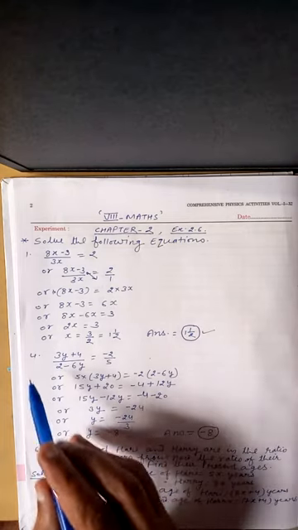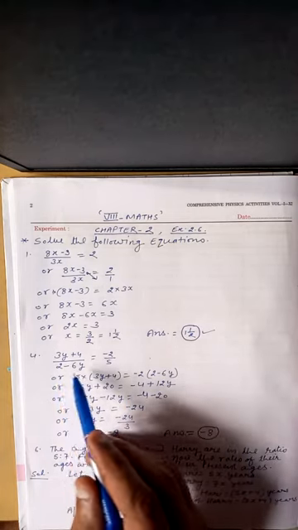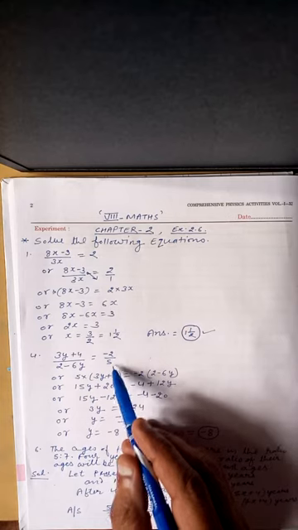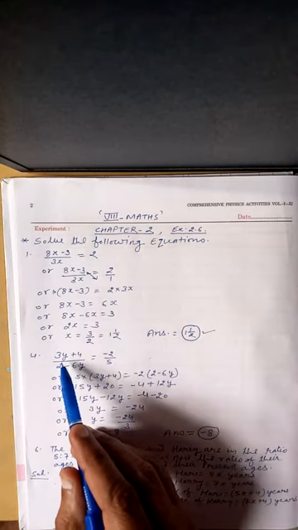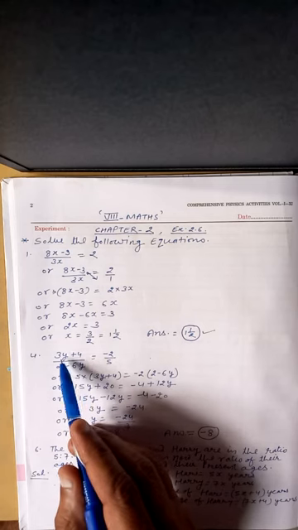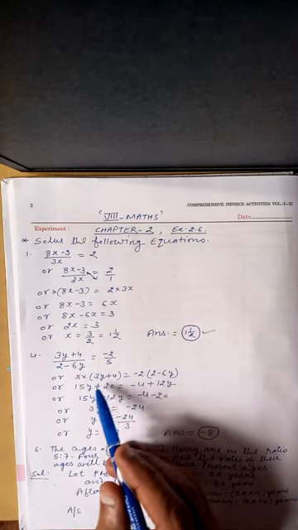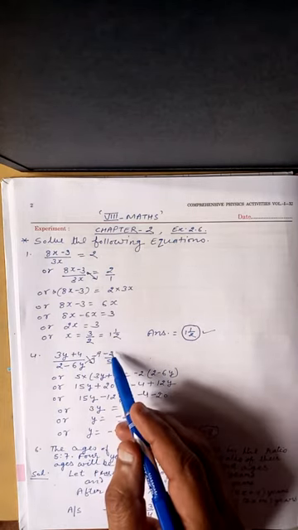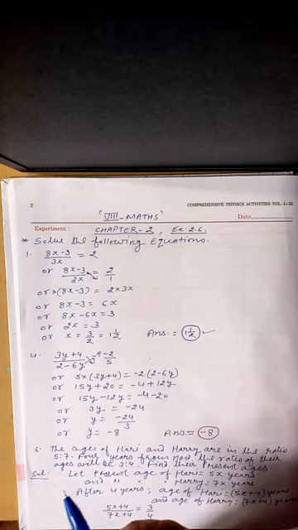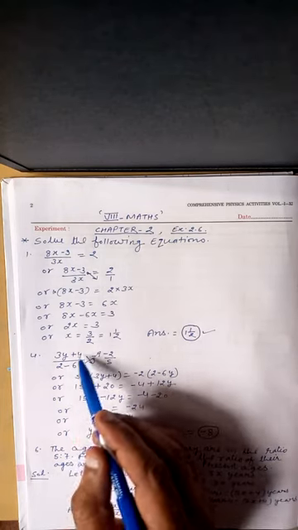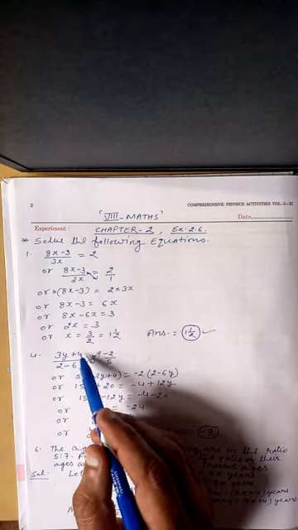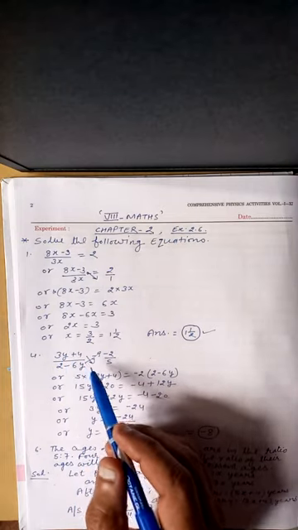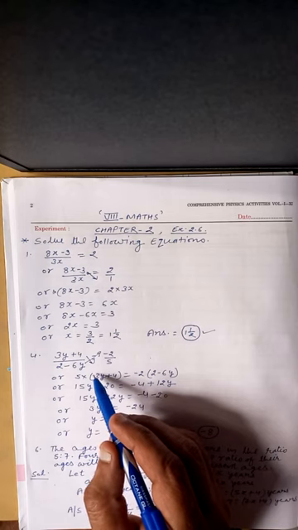Now we'll solve question number 4. Here the equation is 3y plus 4 upon 2 minus 6y is equal to minus 2 upon 5. Now we will multiply the numerator of the left hand side by the denominator of the right hand side and the numerator of the right hand side by the denominator of the left hand side. There are two terms in the numerator of the left hand side, therefore the numerator of the left hand side will be put in bracket.